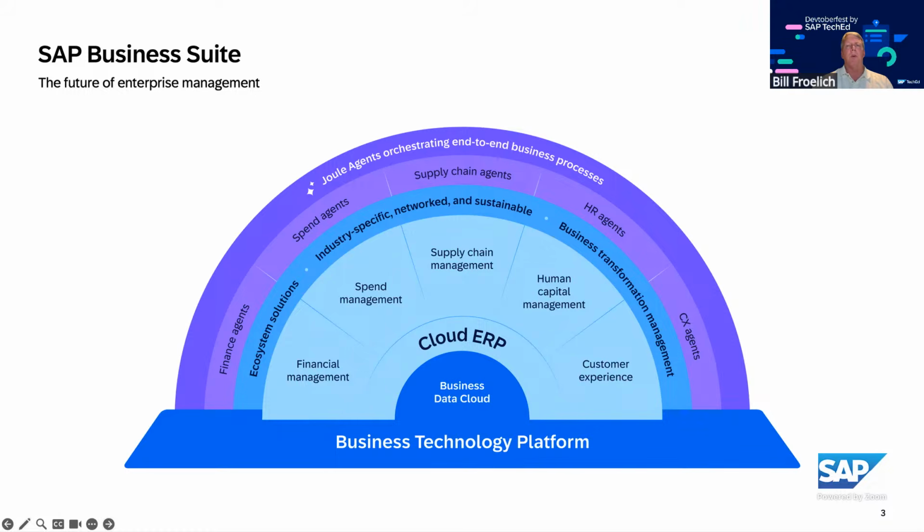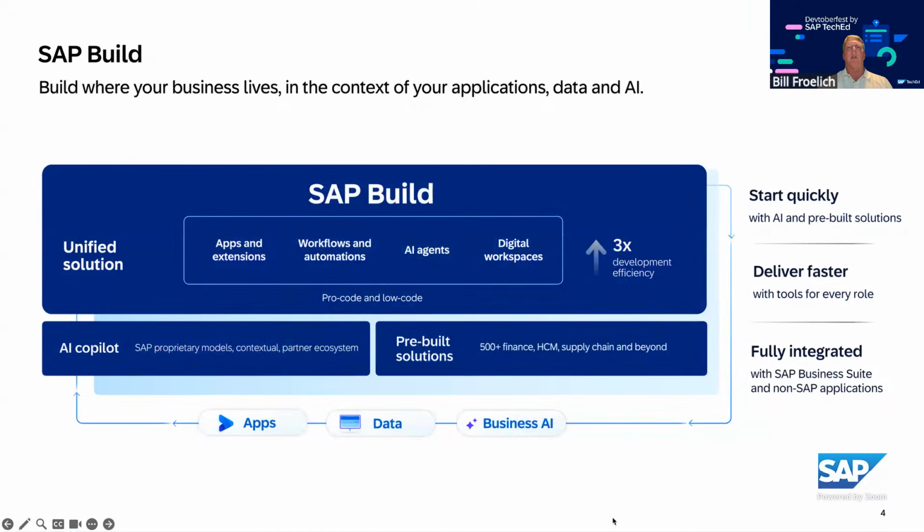To help you address those, we have what we call SAP Build. SAP Build is part of the business technology platform and provides you tooling to create your own applications and extensions, create workflows and automations, build and work with AI agents to improve productivity for both your developers and your business users, create digital workspaces using WorkZone to share and collaborate with colleagues, both using pro-code and low-code solutions. Additionally, it's also where SAP and our partners deliver pre-built line of business solutions on top of BTP.